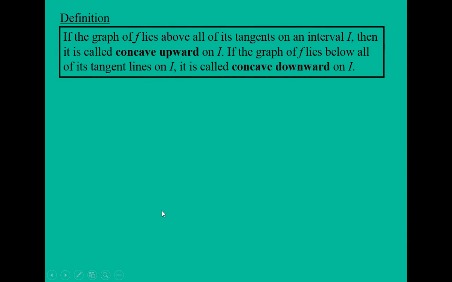If the graph of f lies above all of its tangent lines on an interval I, then it is called concave upward. If the graph of f lies below all of its tangent lines, it is called concave downward. You can verify that if you go back to the previous slide. Now this is saying if the graph lies above the tangent lines, it's concave upward. And we saw that in the first graph. In the second graph, the curve was below our tangent lines, so the graph was concave downward.